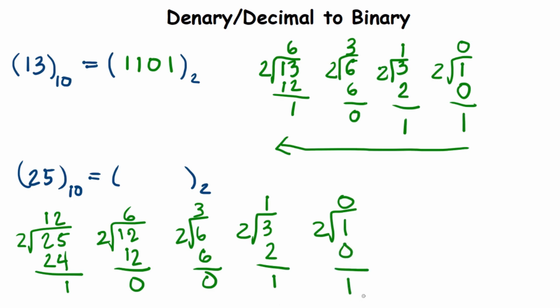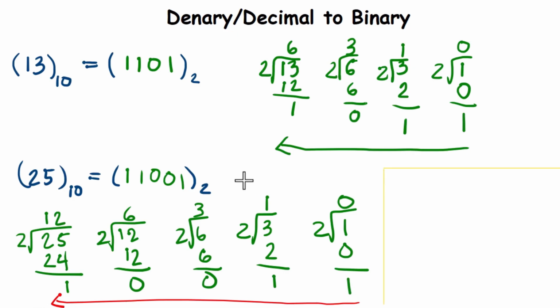And then we will read it from the last remainder to the first remainder. So we'll have 11001. Okay, take note that we must read it from the last remainder to the first remainder.